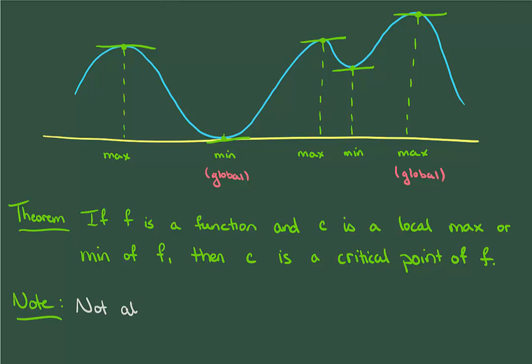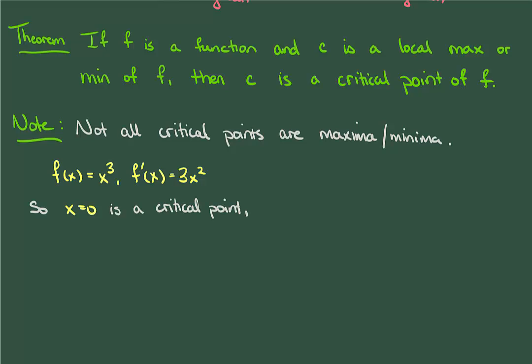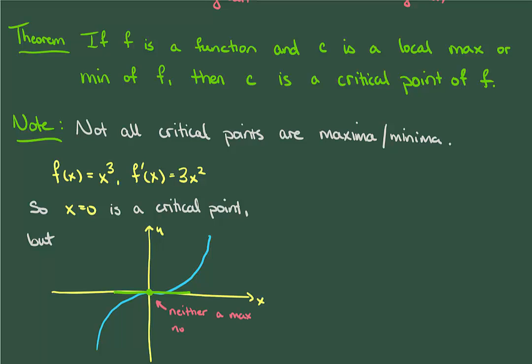However, not every critical point has to be an extremum. For example, take the function x cubed, whose derivative is 3x squared. x equals 0 is definitely a critical point of f. However, if we look at the graph of f at the point 0, we see that even though the tangent line is horizontal, x equals 0 is neither a maximum nor minimum of f.